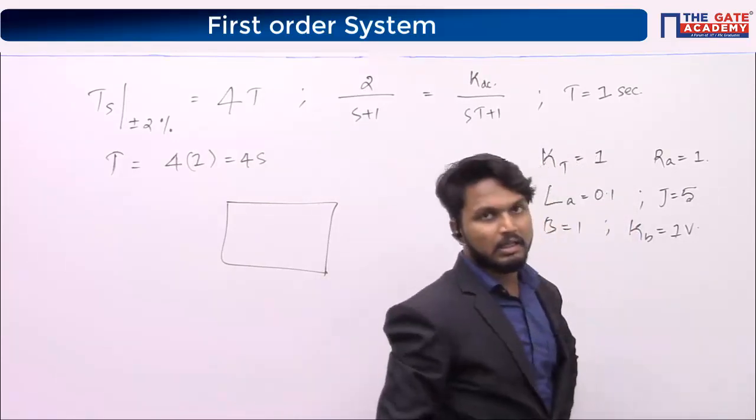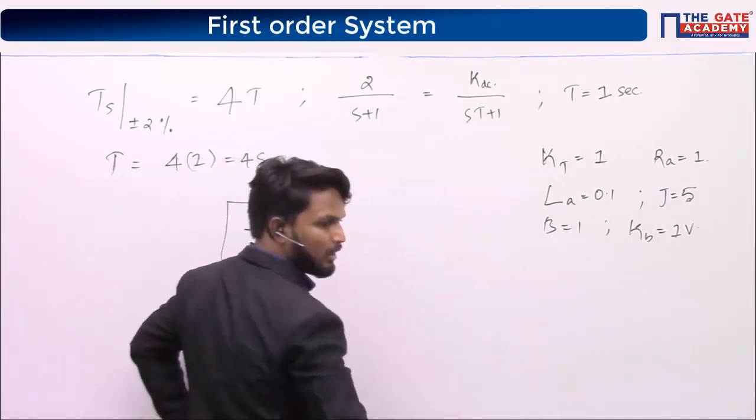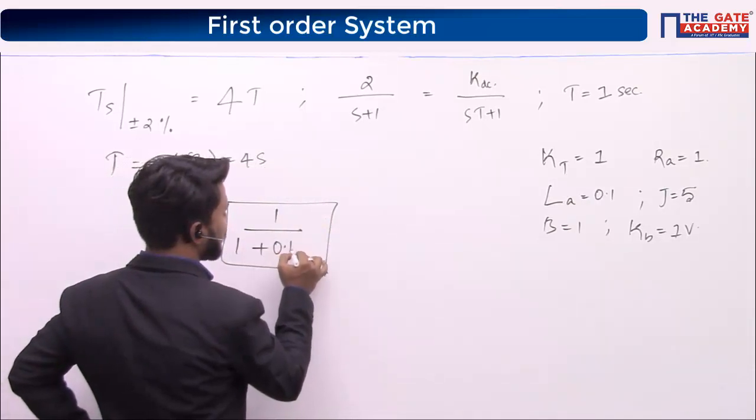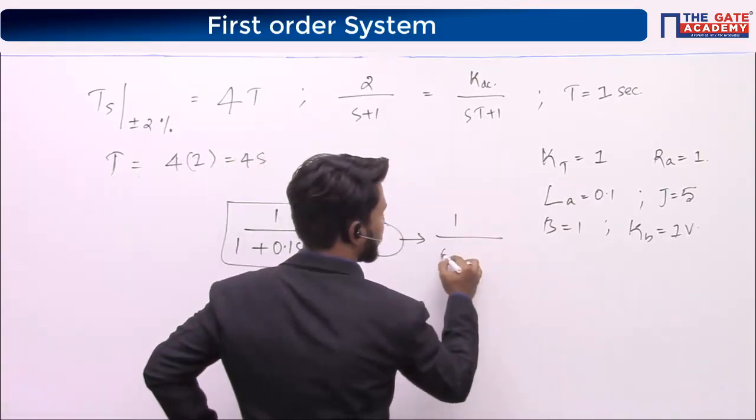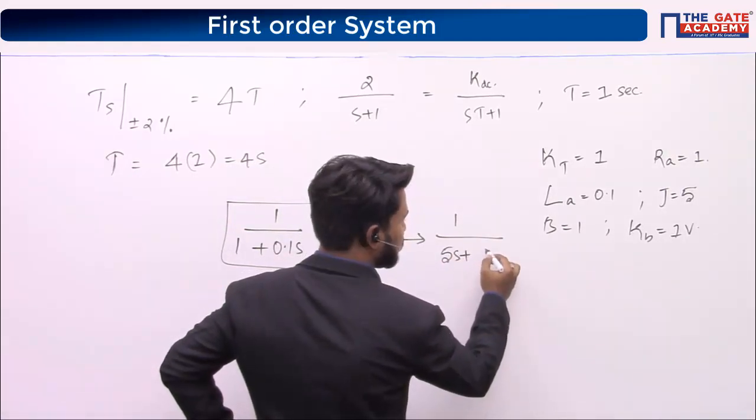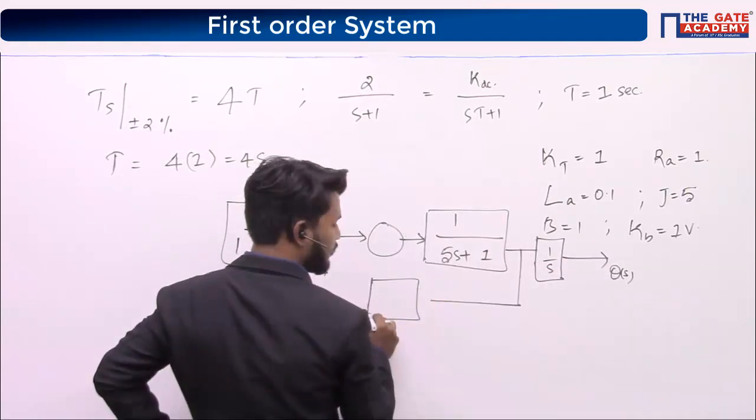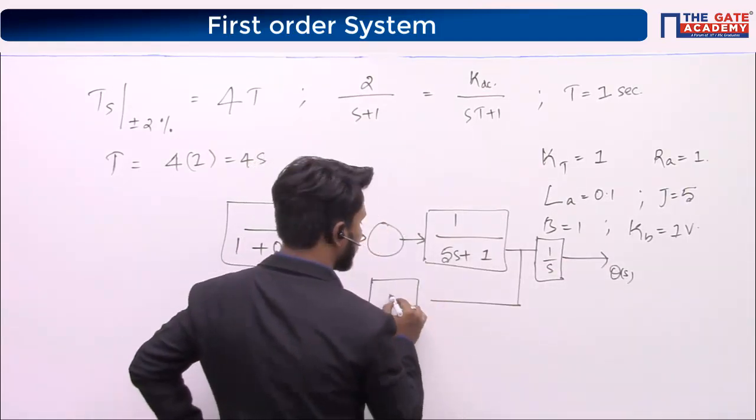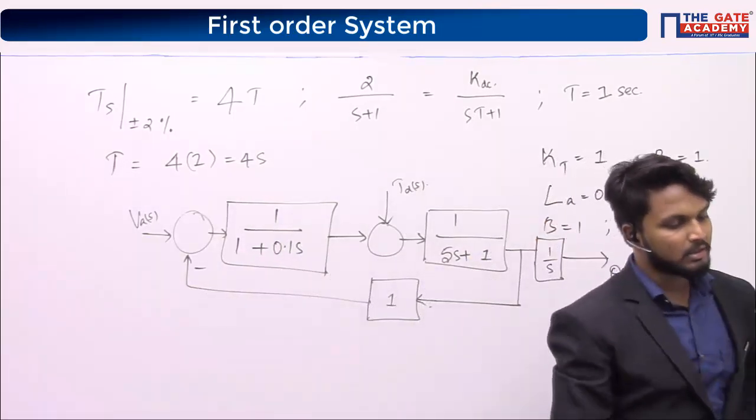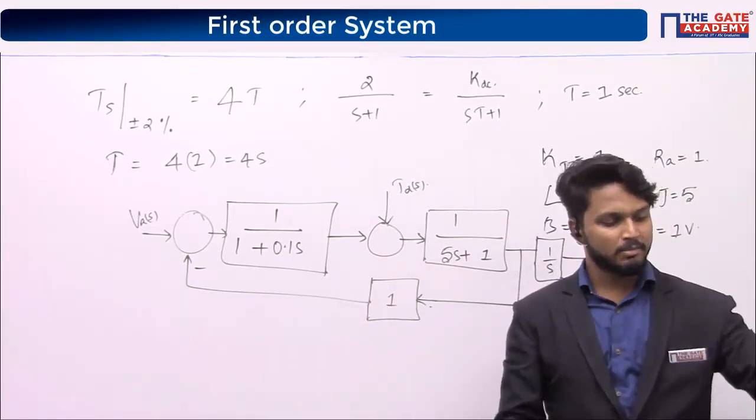This is KT. KT is how much? KT is 1. Therefore it is 1 divided by 1 plus 0.1S, then 1 divided by 5S plus B. Value of B is 1, so 1 by S. Value of KB, how much is it? KB is 1.